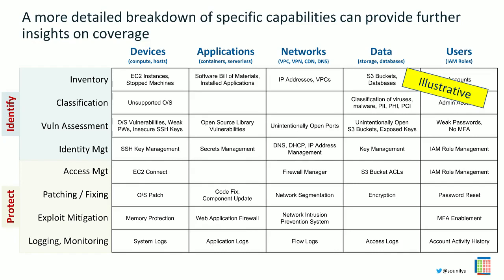So if we then take this and map it to a product like Orca, at this level, we can again see more specifically what capabilities it can address. And again, as we saw previously, they largely fall in under the function of identify. But you can see that it services a wide range of different identify sub-functions across these various asset classes.